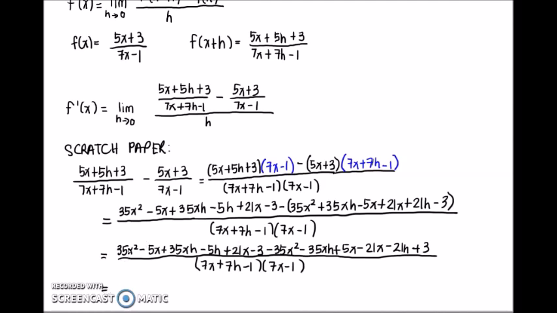So 35x squared, and negative 35x squared magiging 0. Negative 5x, tsaka positive 5x, magiging 0 ulit. We have 35xh and negative 35xh, magiging 0 ulit. Negative 5h, wala siyang kapareho. So, let's just copy that.